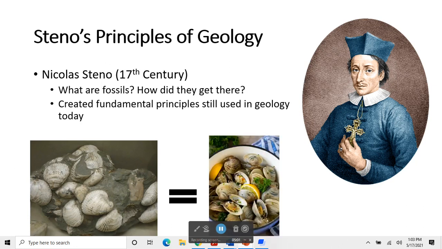such as clams that you might eat in a clam bake. So Nicholas Steno used modern inferences, modern observations of clams today to infer that those creatures must have been living in the past. They died and at some point were preserved in the geologic record.